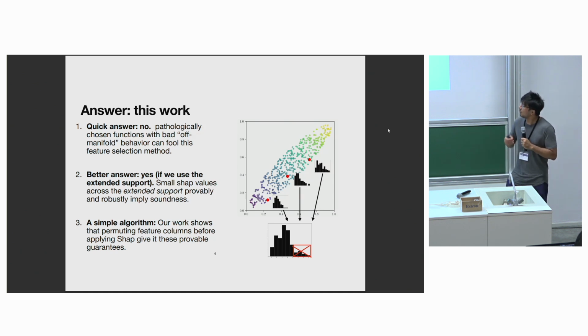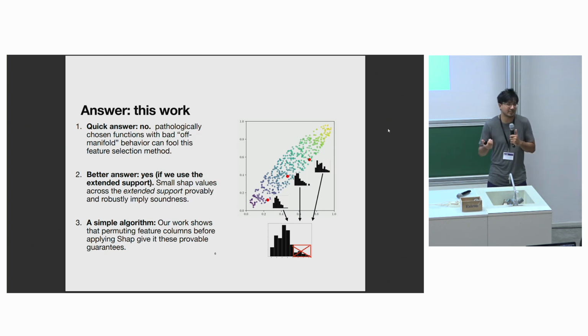Based on this, we can give a very simple modification to SHAP, where instead of applying SHAP and averaging it over the entire data set, you first decorrelate all your features. This is how you get the extended support, where all you do is permute every single feature column and then use the same algorithm. We can show that this new algorithm has the nice feature of being sound and also preserves some of the properties that SHAP preserves.